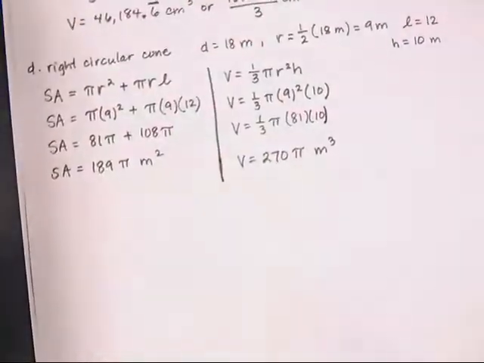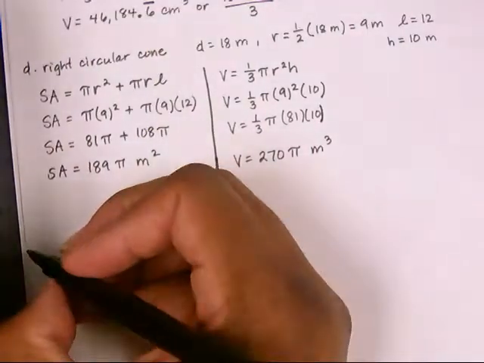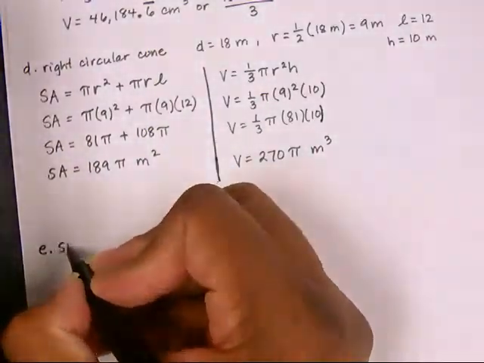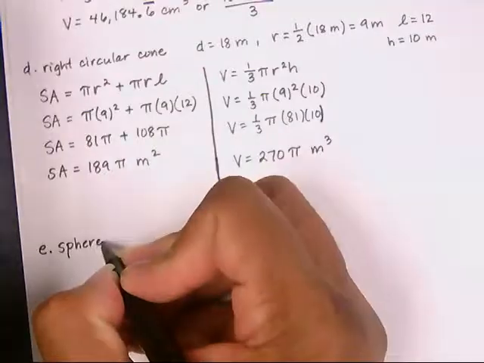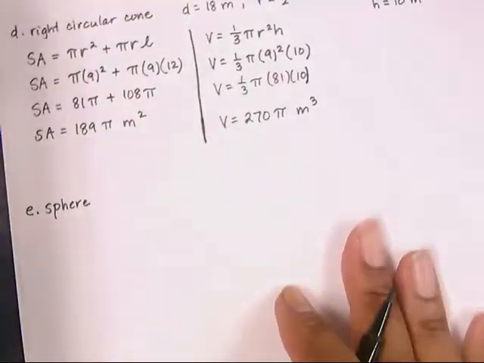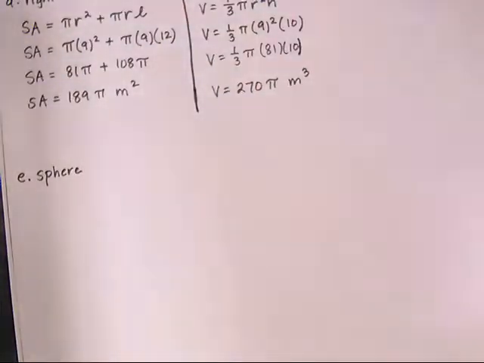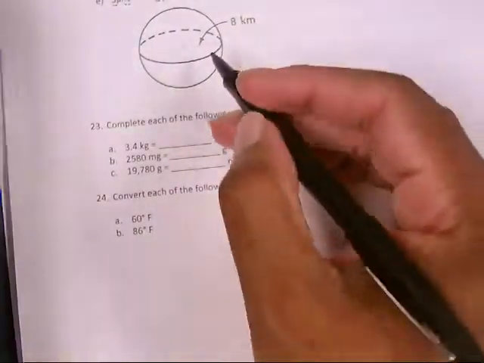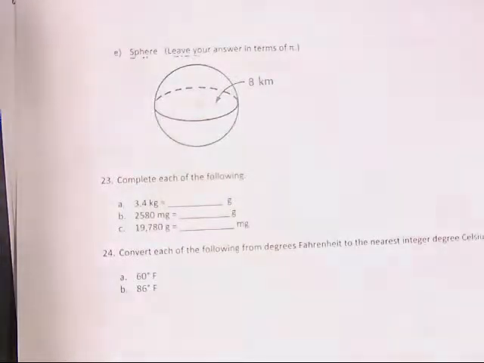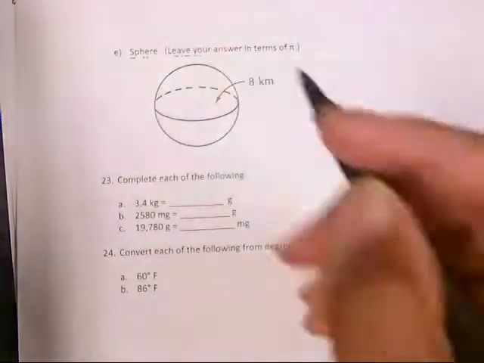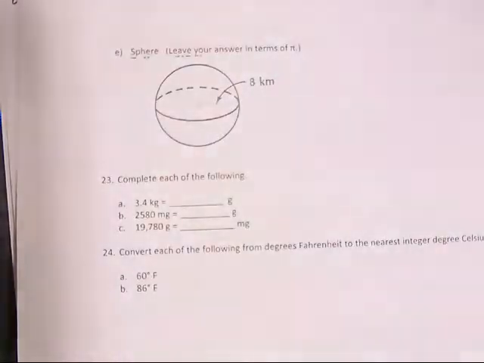And then finally, part E is the sphere. Now with the sphere, the only thing that you'll need is just the radius. That's 8 kilometers here. That's going to be this. And again, we're going to leave our answer in terms of pi. Our radius is 8 kilometers.